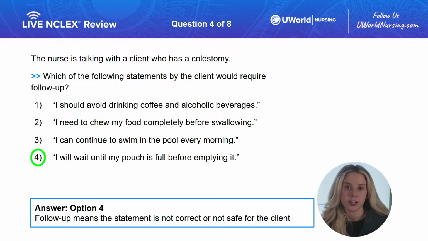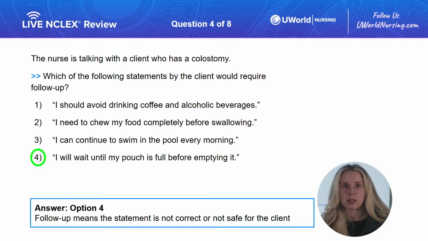So the client should indeed avoid alcohol and coffee because these are irritants to the bowel. And again, anything that increases the risk of developing diarrhea can make the bag fill up quicker and need to be emptied more frequently. Option number 2, I need to chew my food completely before swallowing, also true. So food is not entirely broken down in these clients with colostomies because it doesn't travel through the full digestive tract. It's kind of like, again, I said, a shortcut. So chewing food completely will help with it being able to be broken down. It aids in its passage and makes sure that stoma does not get obstructed.